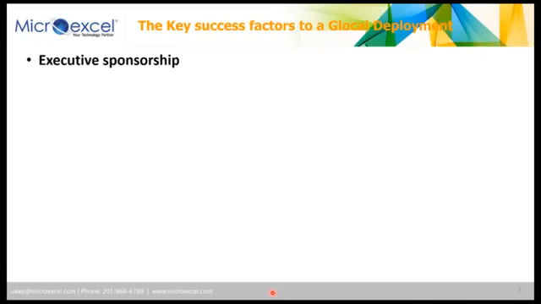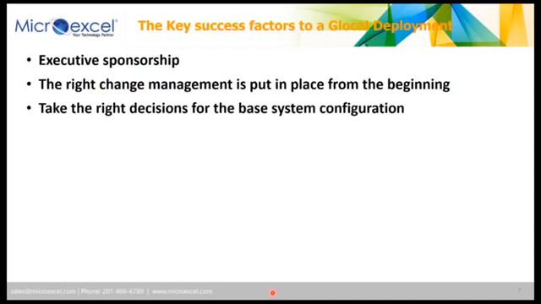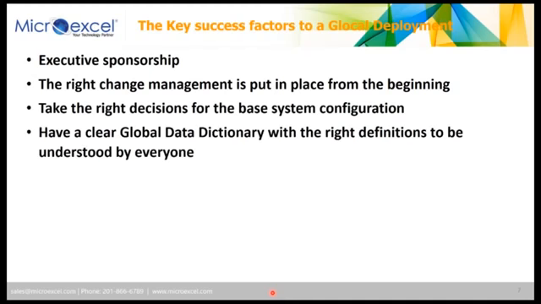So these are things that you have to take into consideration when you configure your system and you plan for rolling it out. So basically what we are looking at is really the different key success factors for this local deployment. The first one, of course, is the executive sponsorship, and we'll go into the details at a later stage. The change management is very important, the right change management. You're putting in place a new system which is going to change the organization and the way we do business. We need to take the right decisions from the beginning on the base system configuration, and make sure that what we're implementing and configuring in the system will meet our requirements.